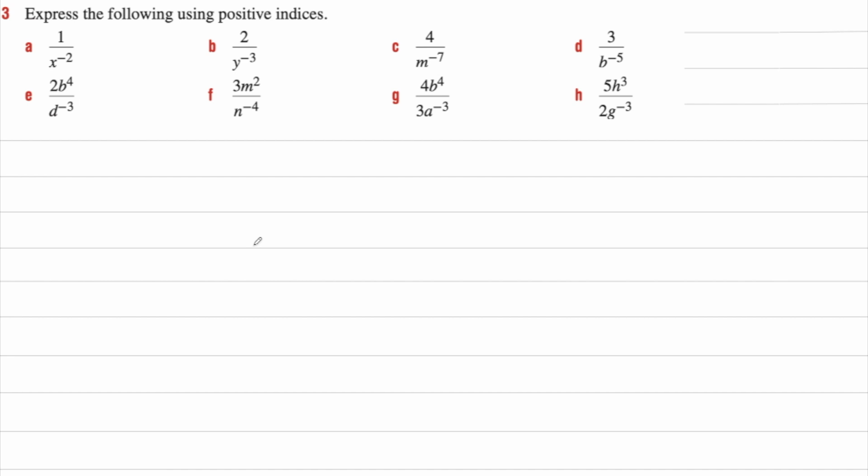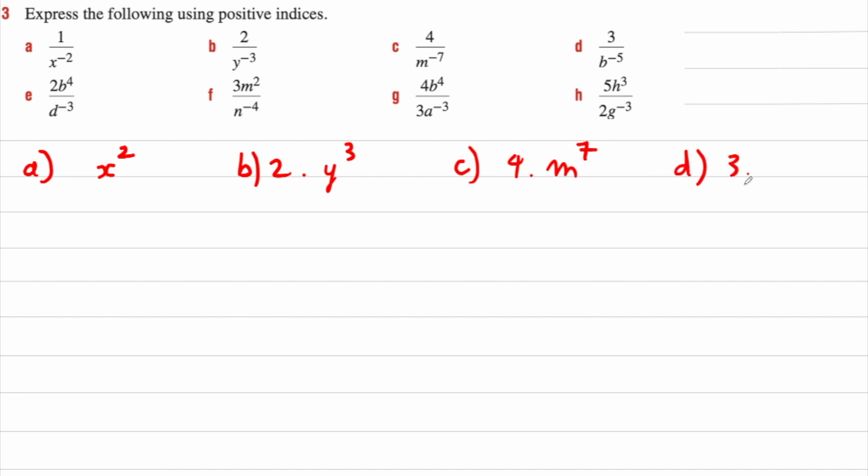So I convert from the denominator to the numerator. I will change the sign of the power number. This is a squared. From the denominator to the numerator, y cubed. See the same idea, m to the power of 7, d cubed is kept unchanged because the 3 here is in the numerator position. Minus 5 in the denominator becomes the numerator, you get b to the power of 5.